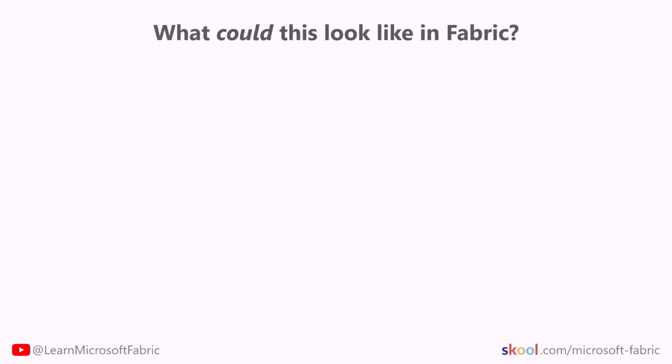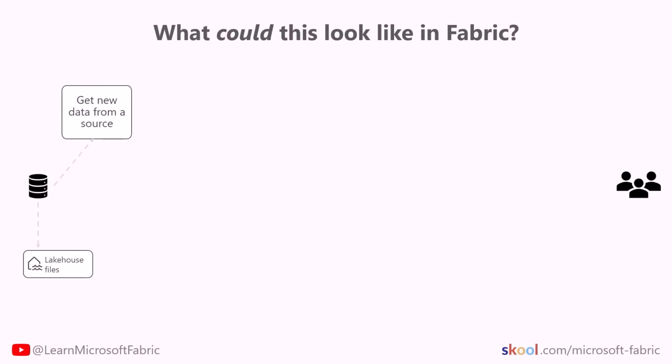So in Fabric, we have this huge opportunity to really get a handle on data quality. And this is what this could look like. So in Fabric, we're going to be using the same high-level data processing pipeline that we looked at before. So we're going to get some data from a source, but this time, instead of doing everything inside Power Query, we're going to write out that file into a lakehouse files area.